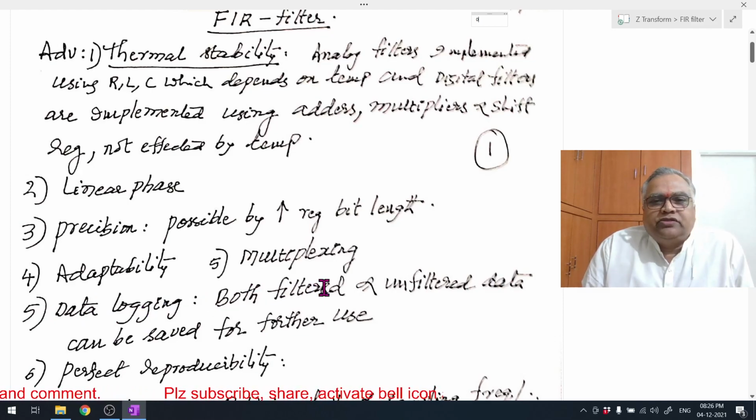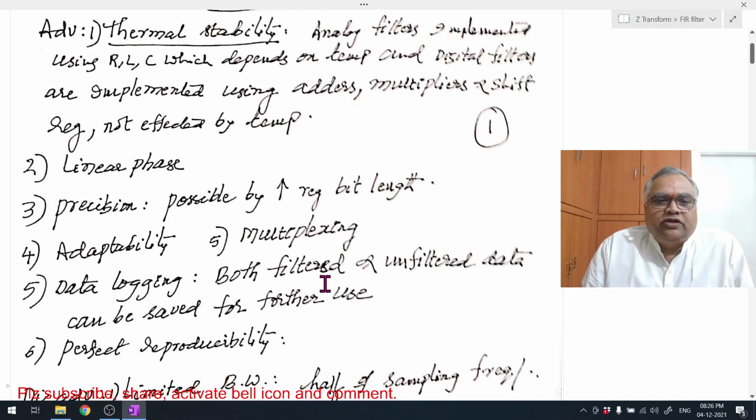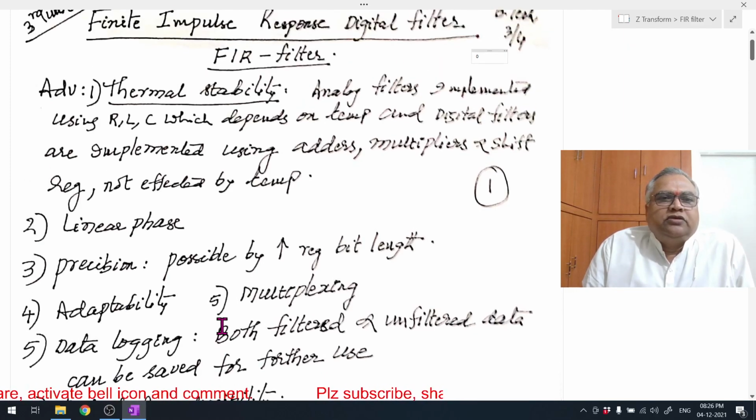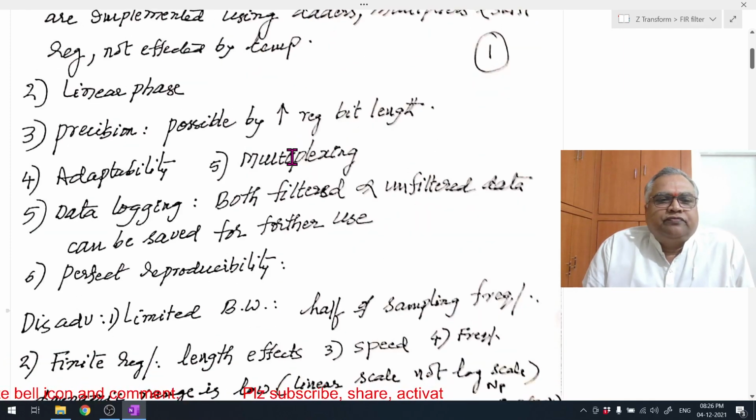Data logging means filtered and unfiltered data is stored for further use. And perfect reproducibility. The beauty of any digital system is reproducibility. Whatever we are sending, we can reconstruct the original information. So reproducibility is better. So these are the advantages.